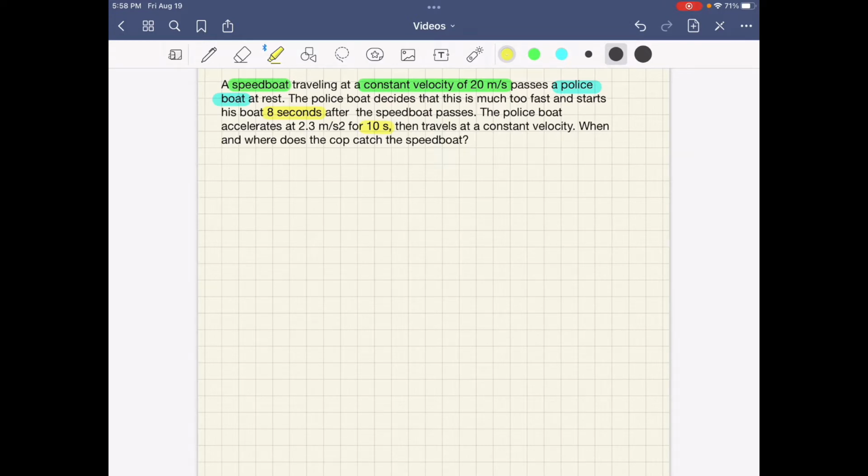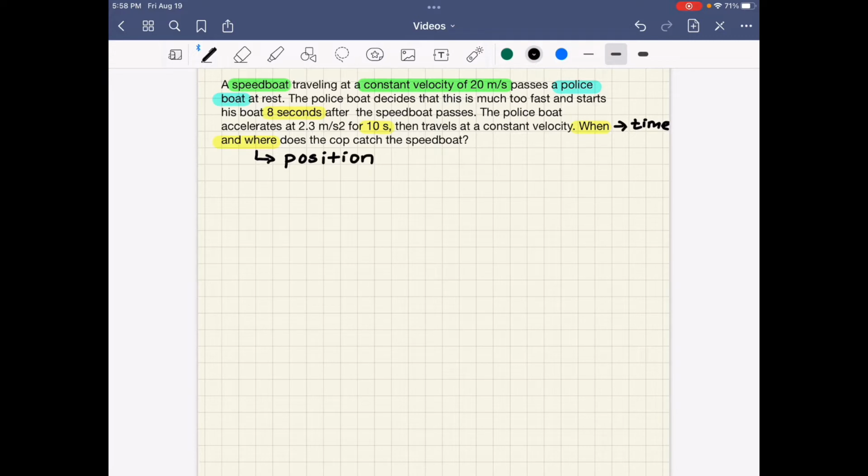Now, let's highlight the question, right? Because that applies for both. When and where is he going to get caught? That means, so when, we're talking about time. And where, we're talking about position or location, right? So we need to find some position and some time.